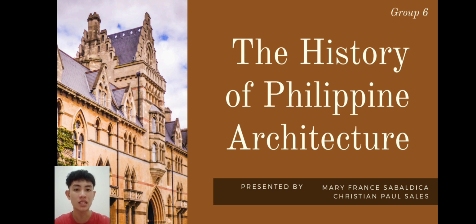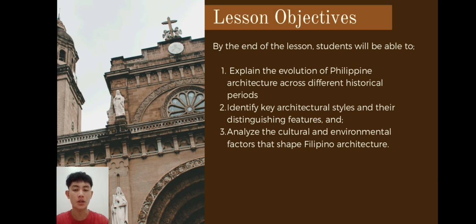we still see today. Before we dive deeper into our topic, here are our lesson objectives. By the end of the lesson, students will be able to: 1. Explain the evolution of Philippine architecture across different historical periods. 2. Identify structural styles and their distinguishing features. And 3. Analyze the cultural and environmental factors that shaped Philippine architecture.